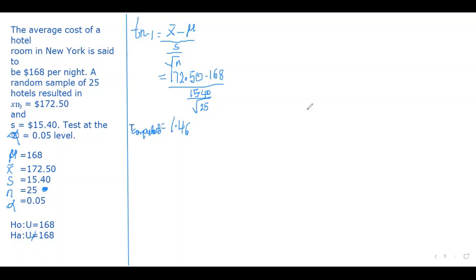Now, seeing the not-equal-to sign tells you something: it will be a two-tailed test. So let me draw it here. It will be here. Yeah, so the rejection regions are two.